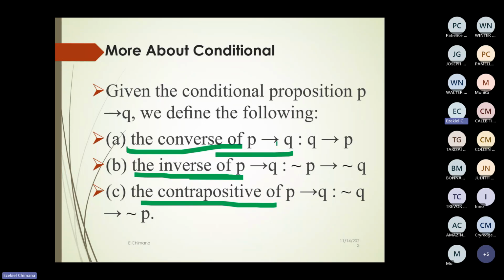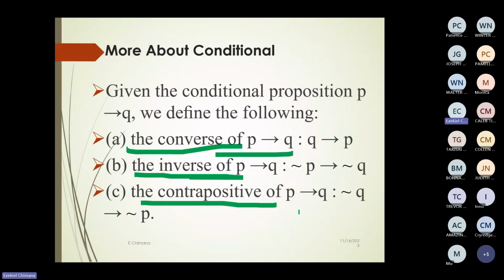So you might be asked to give the converse of a statement, maybe given in words. Whenever you have P implies Q, the converse of that statement is Q implies P, the opposite one. Then the inverse of P implies Q is just the negation of P implies the negation of Q. So you just negate both P and Q. That's the inverse of P implies Q.